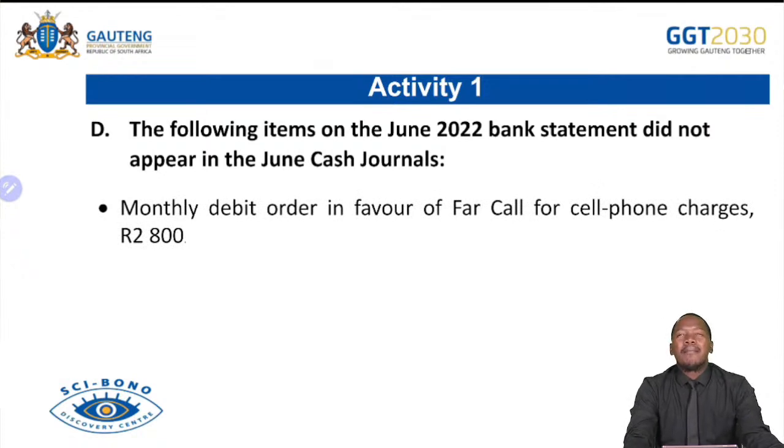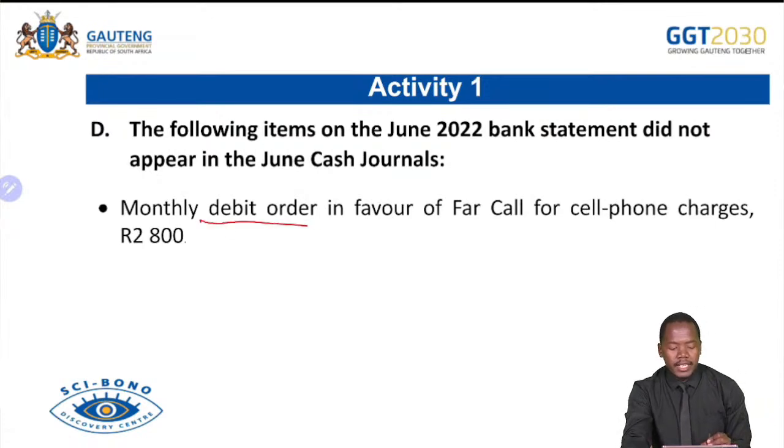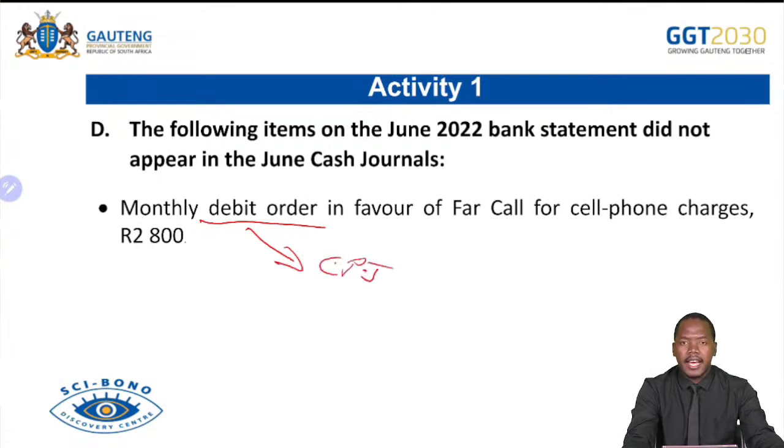Next one, we have a monthly debit order. Grade 12s, when we see the word debit order, at the back of our mind we think of cash payment journal. We think of a payment. But we still need to read the whole thing. Monthly debit order in favor of FAR call for cell phone charges, 2,800.